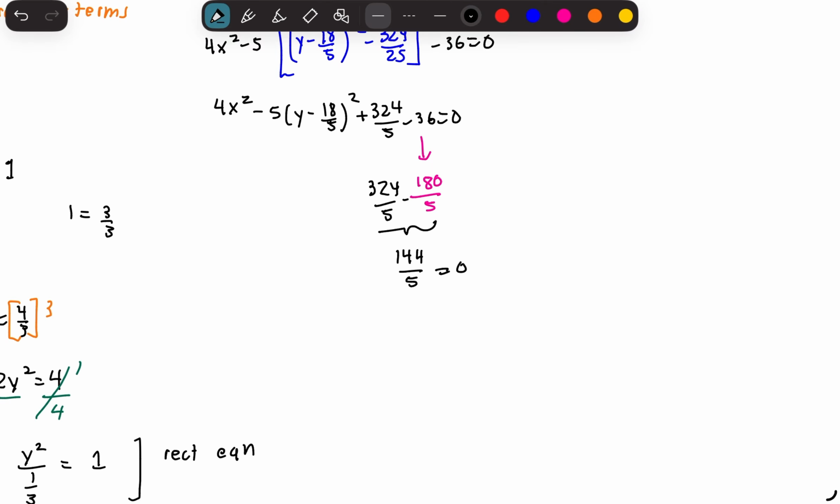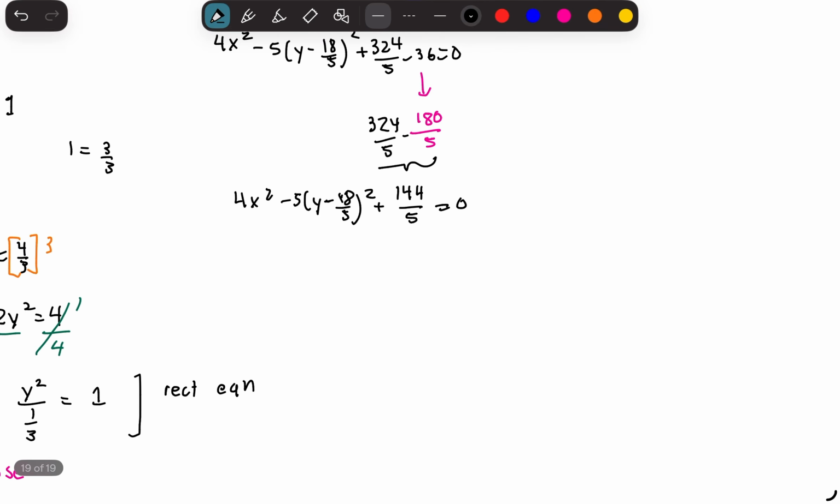So we can add that back to our equation and add everything back. So that would be 4x squared minus (5y minus 18 over 5) squared plus that. And if you move your terms, you would have (5y minus 18 over 5) squared minus 4x squared is equal to 144 over 5. After this, you're going to divide both sides by 144 over 5, because you just want to get this side equal to literally 1.